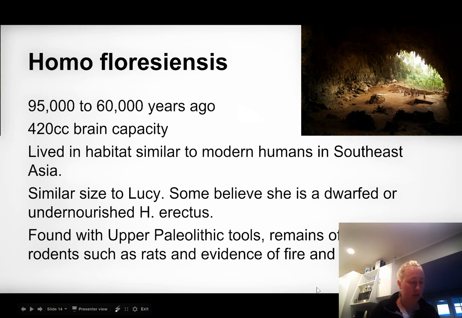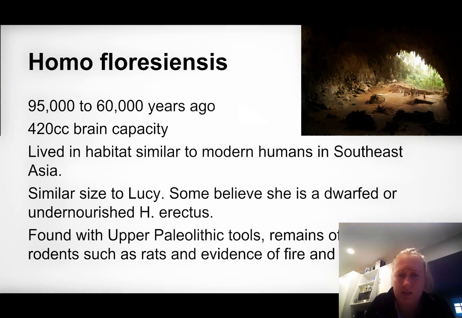When she was first discovered, I remember it was 2005, when it was discovered and added to our year 13 evolution unit, just out of interest. Some believe she was a dwarfed or undernourished Homo erectus who had somehow managed to find her way onto this island when the water was low. Then the waters came back up and they couldn't leave. So they stayed on this island. Because of the limited resources, they actually got smaller. Their brain also got smaller, but it's still very developed. So some believe they were just dwarfed.